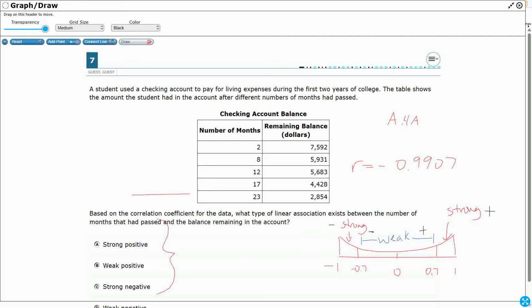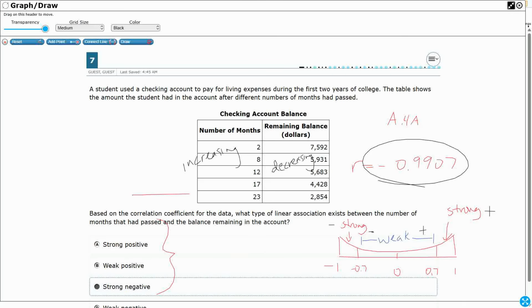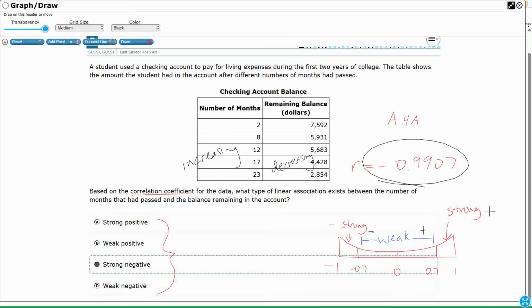So look at this. Every single month, as the months go up, these months are increasing. What's happening to our remaining balance? It's decreasing every single month. It never goes back up. It never stays flat, which means it's a negative correlation. As one goes up, the other goes down. And in this case, we've got the negative 0.9907, so that means it is a strong negative. So our answer here is C, because it's that negative 0.99. That gives us that strong negative.